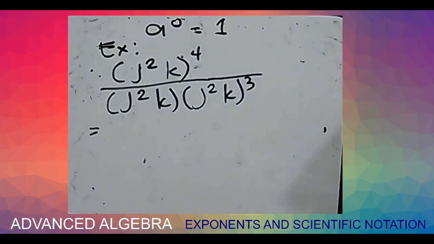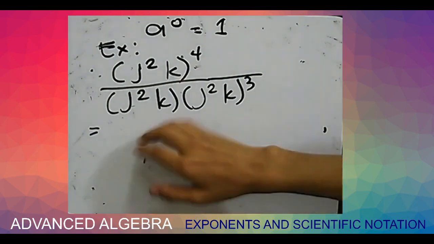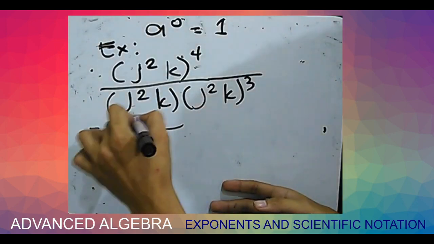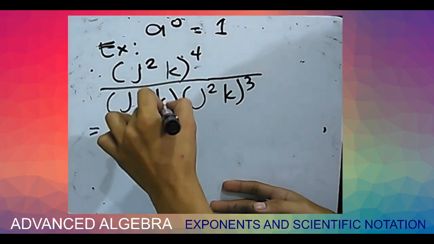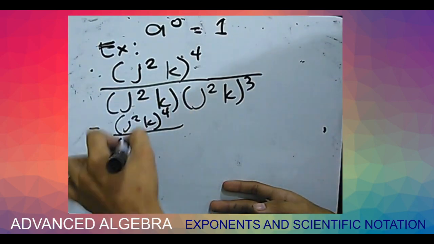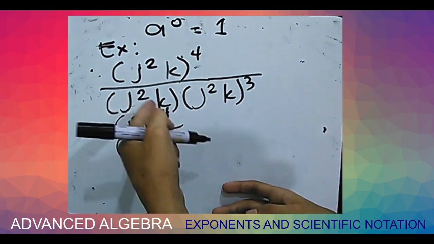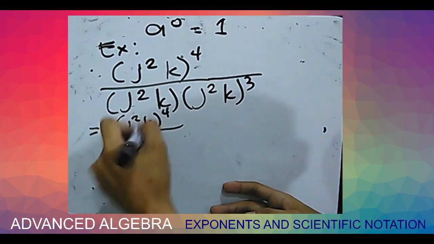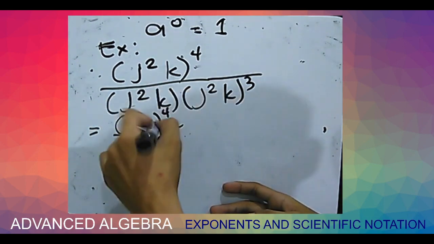So, the quantity of j squared k, raised to the fourth power, over the quantity of j squared k times the quantity of j squared k, raised to the third power. Ang gawin muna natin, simplify muna natin yung nasa ilalim. Susunod lang natin yung nasa ibabaw. So j squared k to the fourth power. Sa baba, pagpaplasin natin yung exponent ng j squared k at yung isa. Kopyahin na natin, dahil magkaparehas naman ang base natin.